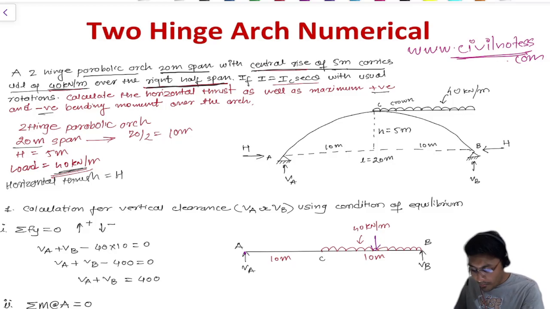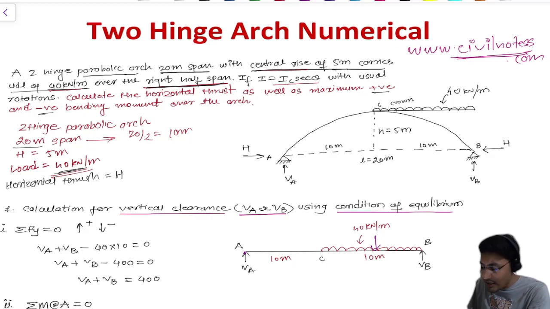Now you have got an idea of what we have to do and how we are going to calculate the maximum and minimum bending moment and the horizontal thrust. This is going to start right now. Step number one is to first understand the numerical and draw the diagram, because the diagram will help you understand the calculation of the moments, reactions and everything. Next is the calculation of vertical reactions, which are VA and VB, using the conditions of equilibrium. So what are these conditions of equilibrium, guys? Let me tell you every single thing.